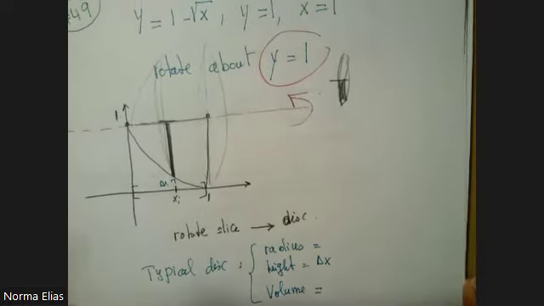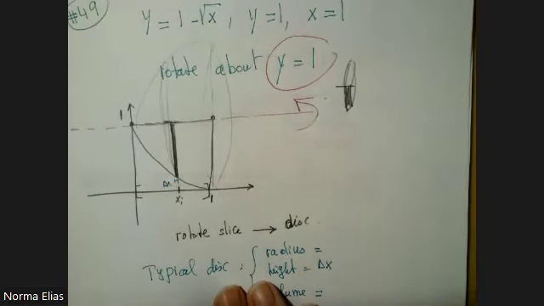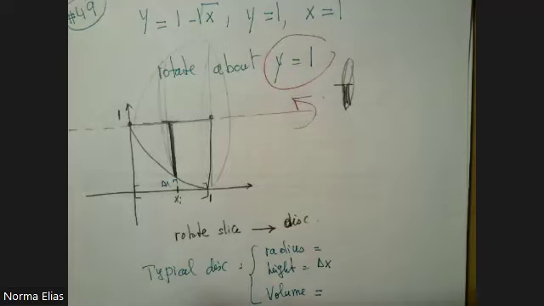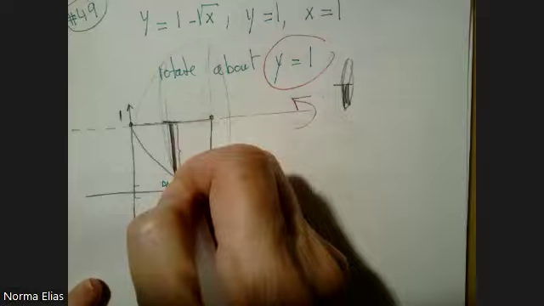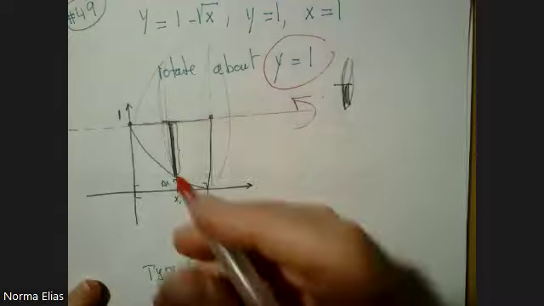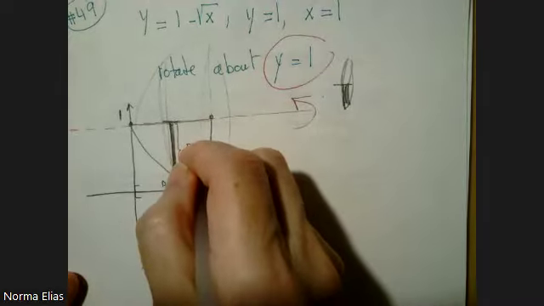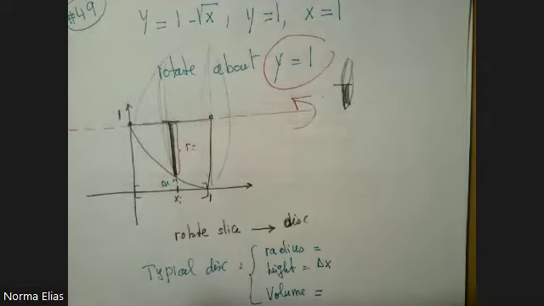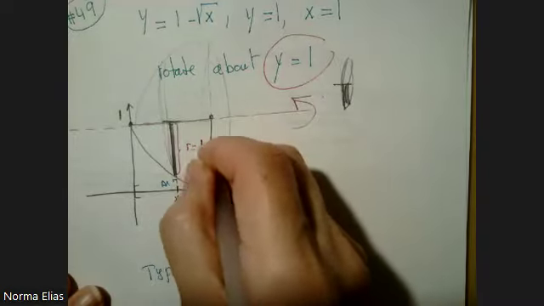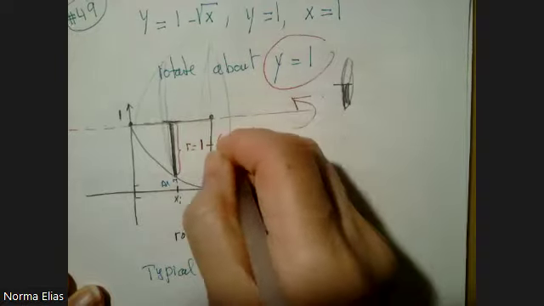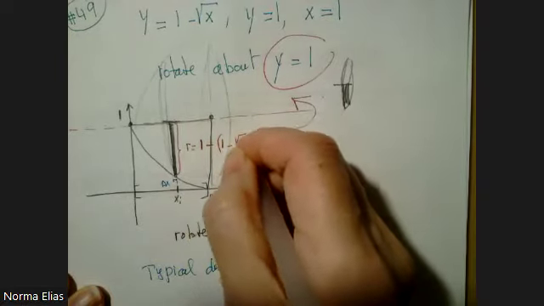And now, what is the radius? I want answers to the radius. I want you to look at the picture. As I said, no memory, look at the picture. The radius is from here to here. That's the radius. Who can give me the formula for a typical radius? It's 1 minus root x. So it's 1 minus the square root of xi.